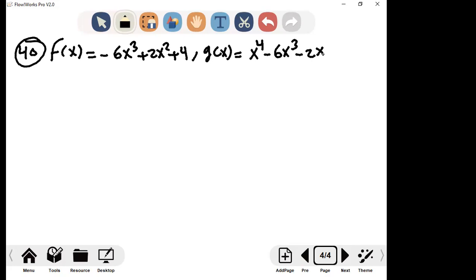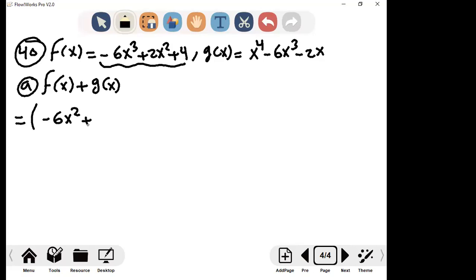So part A, they want f of x plus g of x. In part A, the question wants us to find f of x plus g of x, equal to f of x, give it parentheses and put the value of f of x in it, right? Which is negative 6x power 3, plus 2x power 2, plus 4. And here we have a plus, so I will put a plus. G of x, same. I'll put parentheses around it. G of x, x power 4 minus 6x power 3 minus 2x.